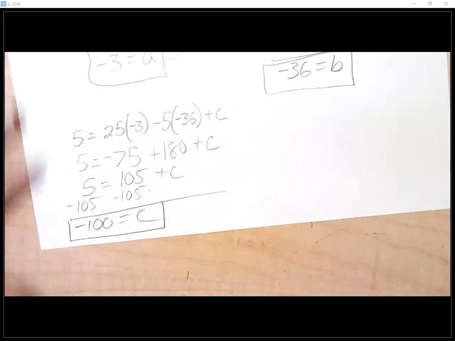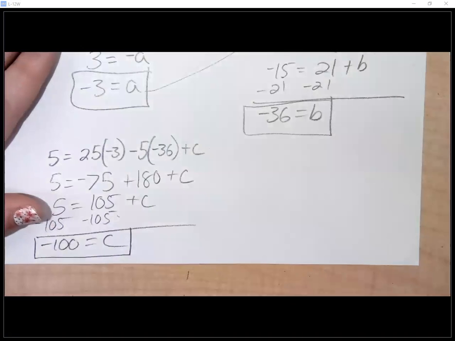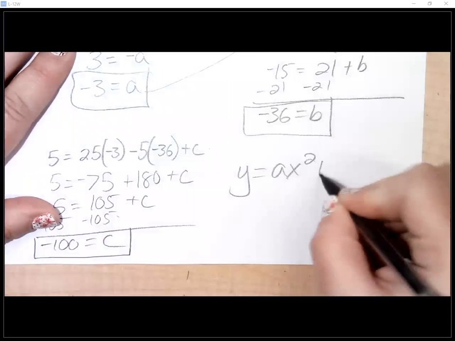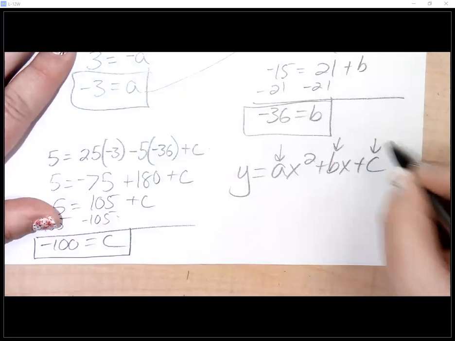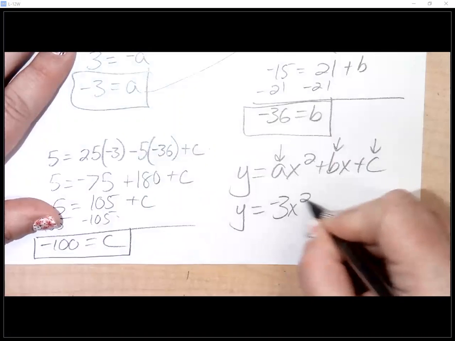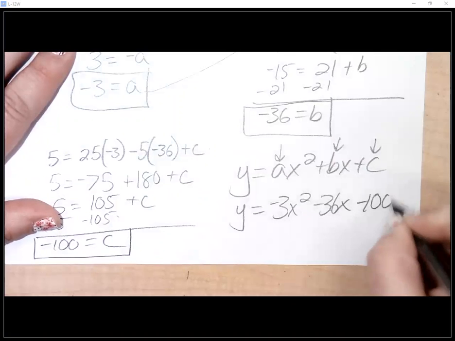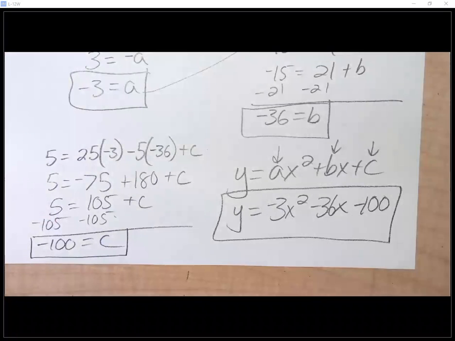Once I have my A, my B, and my C, which I do, remember that I'm just going to my general formula, and I just plug them in, A, B, and C. And there's my answer. So A is negative 3, B was negative 36, and C is negative 100. Ta-da! Final answer. And everything came out nice. That's so refreshing when that happens.